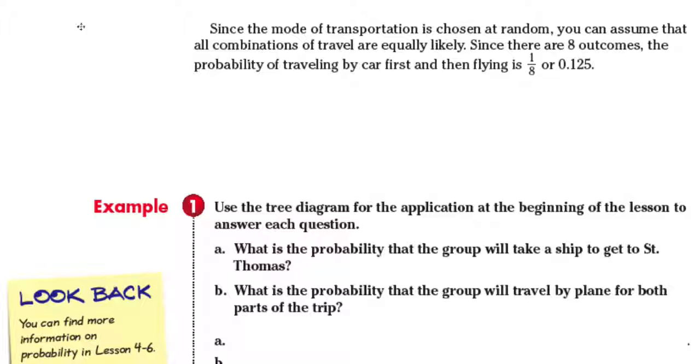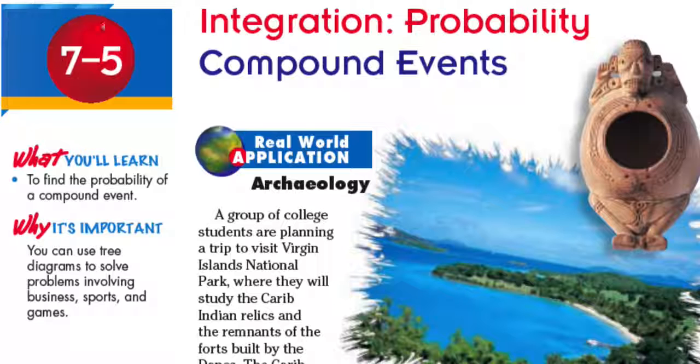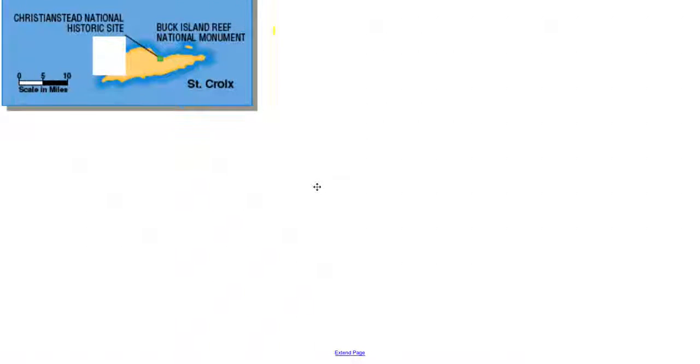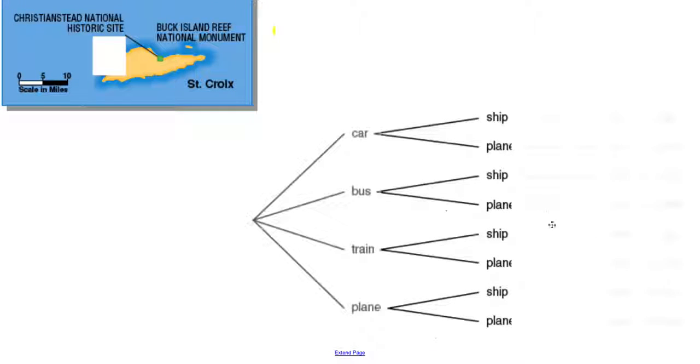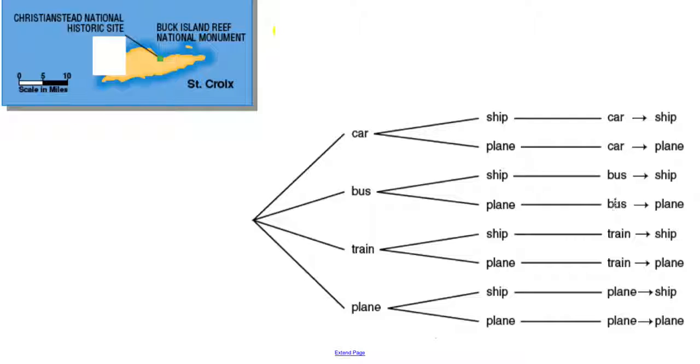Okay. Since the mode of transportation is chosen at random, you can assume that all combinations of travel are equally likely. Since there are 8 outcomes, the probability of traveling by car first and then flying is 1/8 or 0.125. Okay, why is it 1/8? Going back here. So it says to travel by car and plane. That's it. And it's 1 out of 8 possible outcomes.